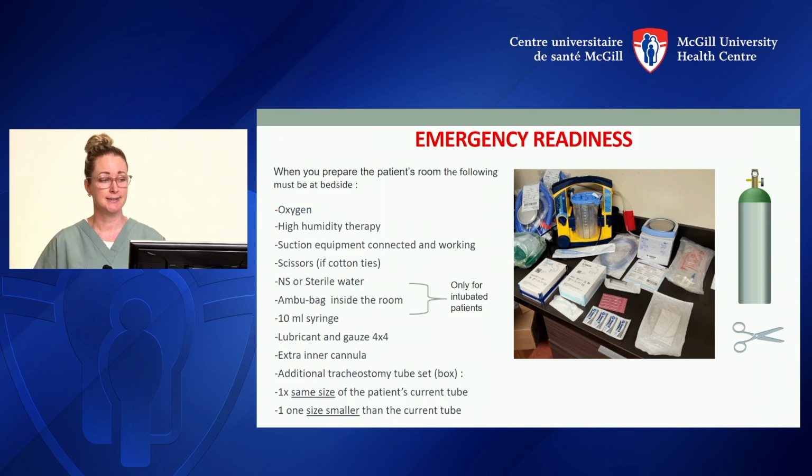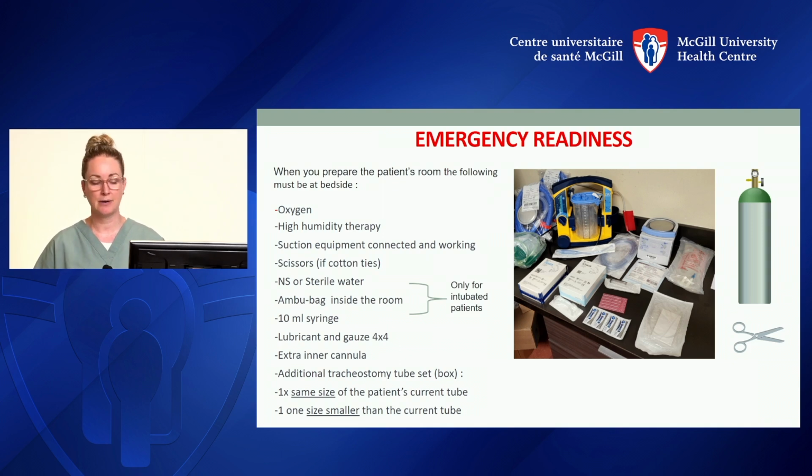The oxygen is set up and functioning. They have high humidity therapy, because all trach patients should have high humidity in place. Suction equipment is connected and functioning. Scissors in case you have to take off the cotton ties, although most people have the Velcro ties, which I would encourage you to use. Normal saline or sterile water. An Ambu bag inside the room, and a 10 milliliter syringe, and this is mostly only if your patient is intubated or ventilated.